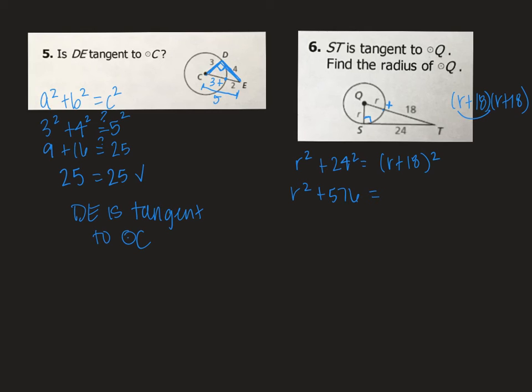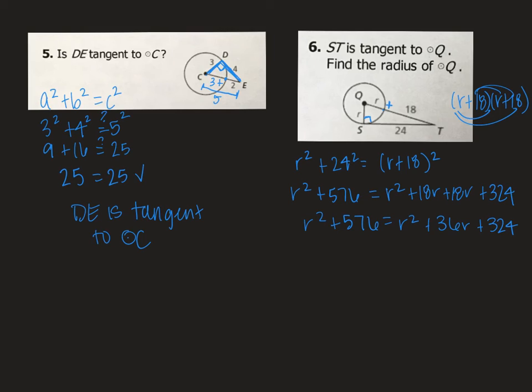So R times R is R squared. R times 18 is 18R. 18 times R is another 18R. 18 times 18 is 324. So we combine our like terms on that side. 18R plus 18R is going to give us 36R plus 324. So we need to get our common things together.